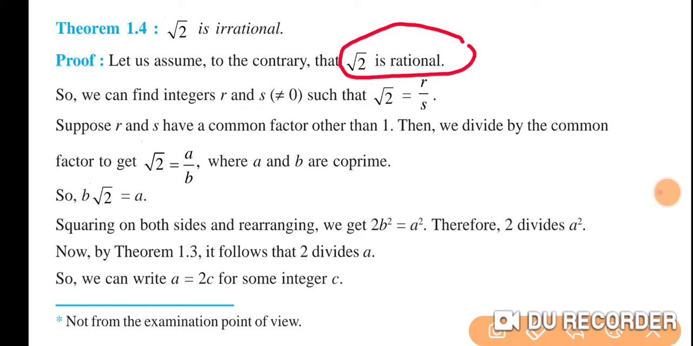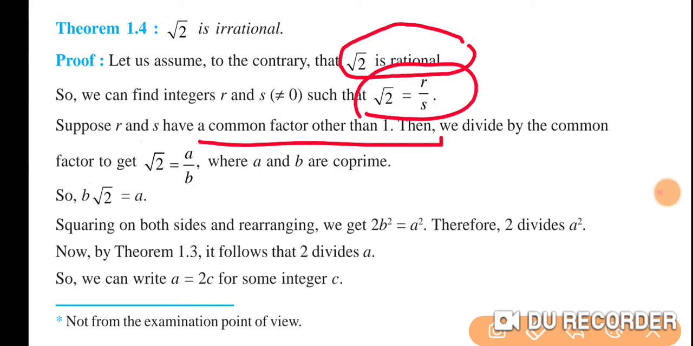What do you have to prove? Root 2 is irrational. And what are you supposing? Root 2 is rational. If it is rational, then as I mentioned earlier, in 9th standard you learned a rational number can be expressed in P upon Q form, where Q is not equal to 0. Here instead of P upon Q, they have taken R upon S. So you assume root 2 equals R upon S, where S cannot be 0, and they have only 1 as a common factor, which means they are co-prime numbers.